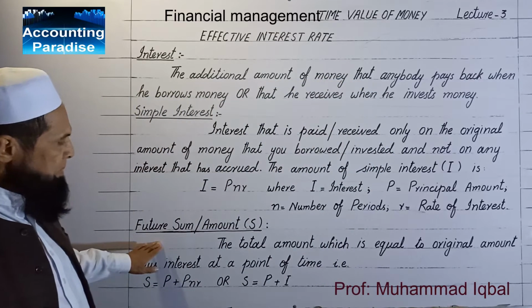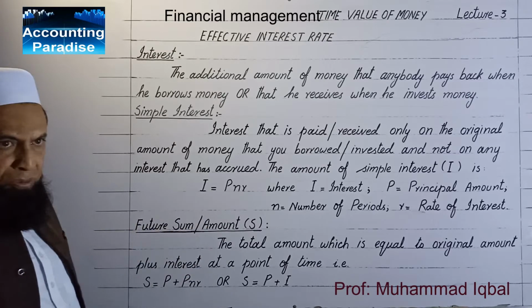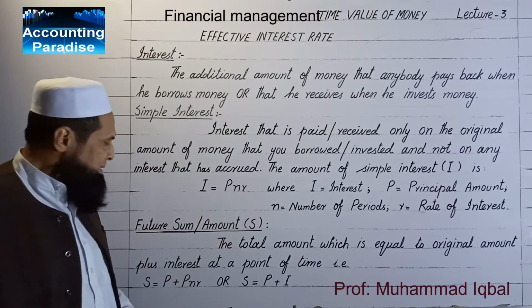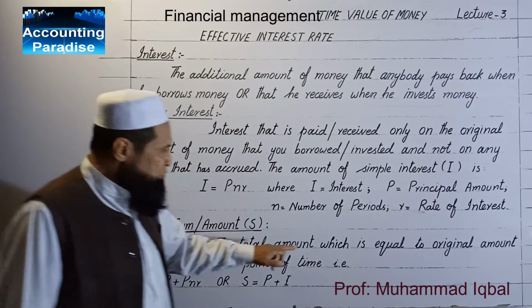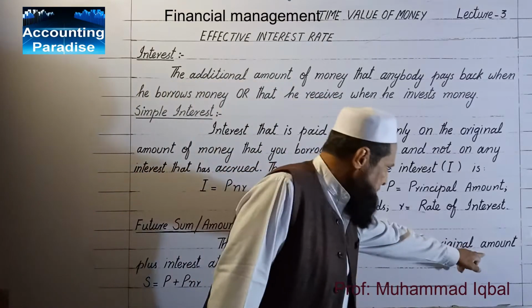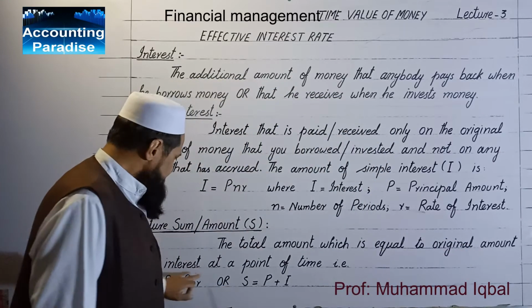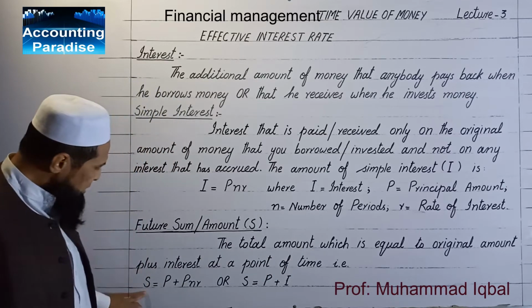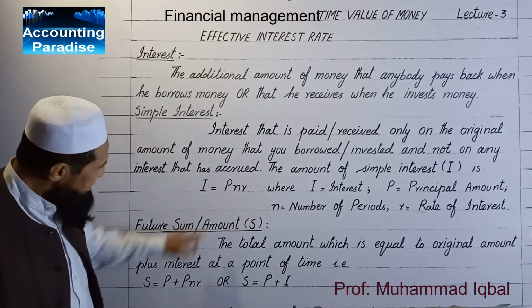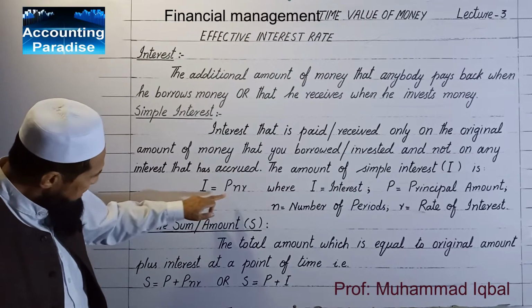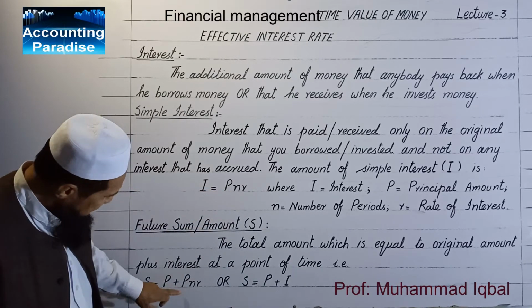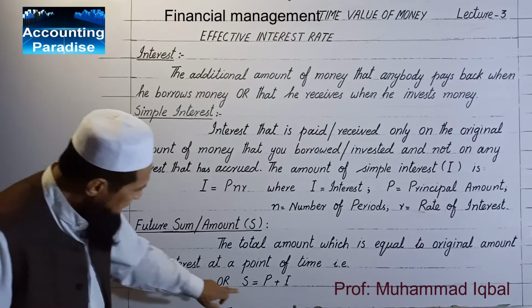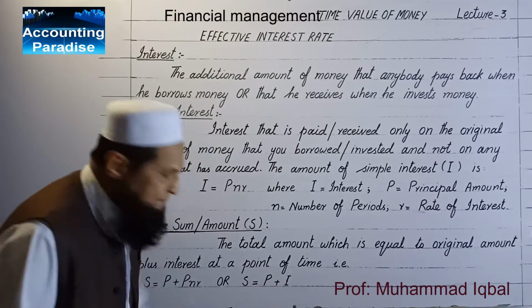Future sum. It is also called amount. It is denoted by S. The total amount which is equal to the original amount plus interest at a point of time. That is, S is equal to principal amount plus interest. I is equal to PNR, or S is equal to principal plus interest.